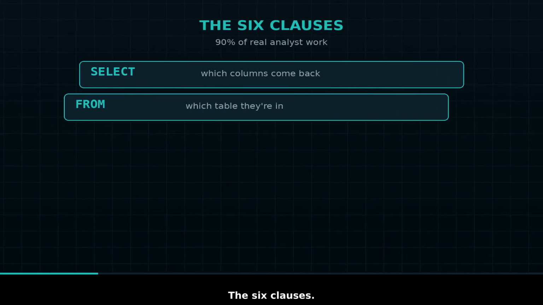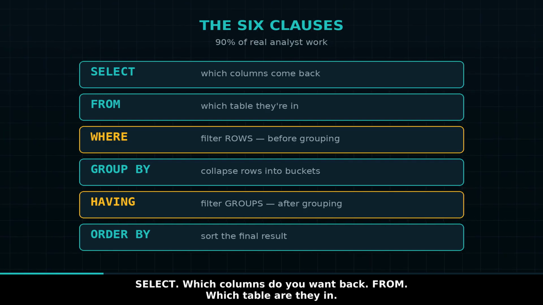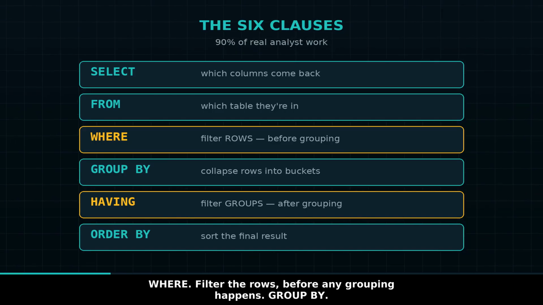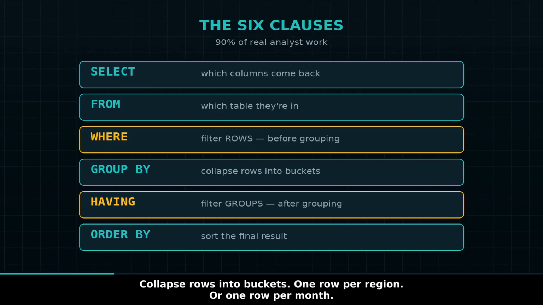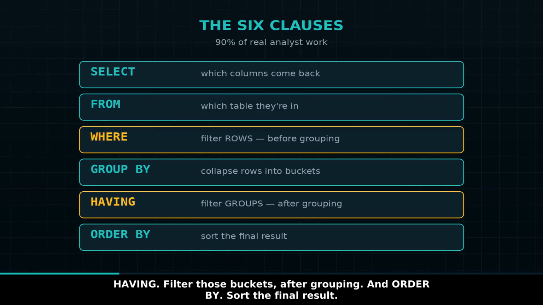Okay, the 6 clauses. Learn these properly and you can handle 90% of real analyst work. Select. Which columns do you want back? From. Which table are they in? Where. Filter the rows before any grouping happens. Group by. Collapse rows into buckets. 1 row per region or 1 row per month. Having. Filter those buckets after grouping. And order by. Sort the final result.